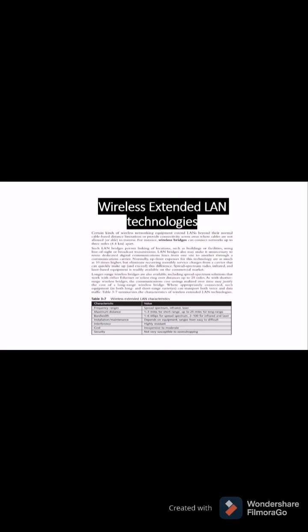Certain kinds of wireless network equipment extend LANs beyond their normal cable-based distance limitation or provide connectivity across areas where cables are not allowed or able to travel. For instance, a wireless bridge connects networks up to 3 miles or 4.4 kilometers apart. You can see the frequency range and the speed we can provide, for example spread spectrum, infrared laser, and many more. I'm just going to leave it here and let you see it by yourself.